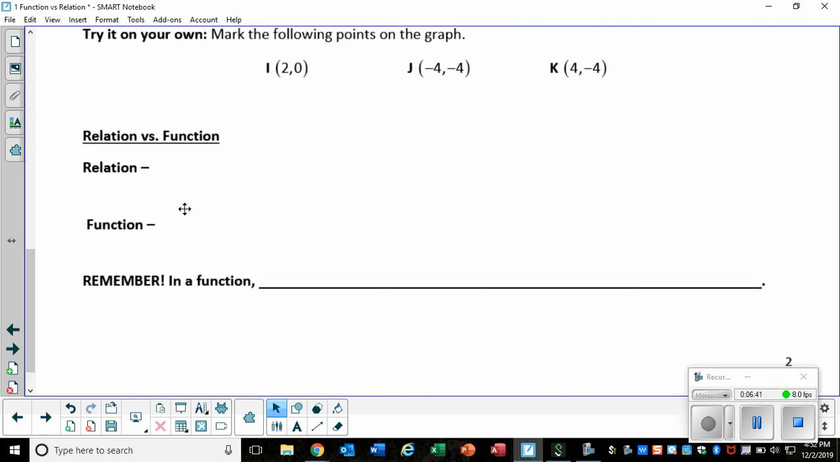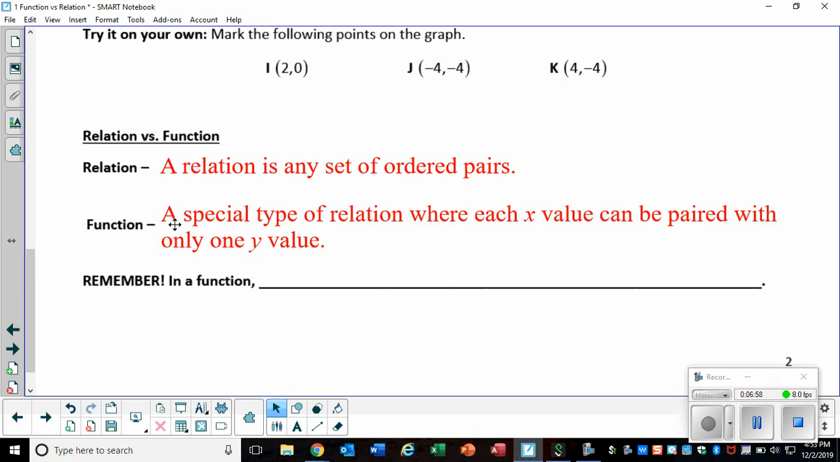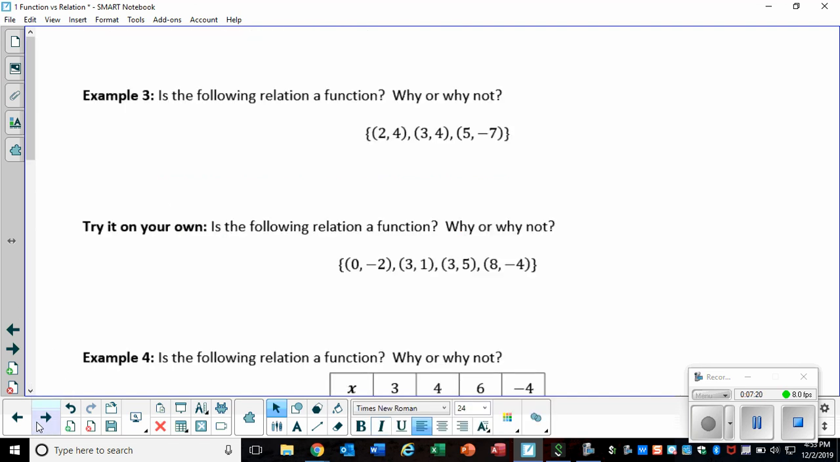Okay, so some new vocab, maybe review a little bit still. A relation is a set of ordered pairs. So anytime we have a group of ordered pairs, that creates a relation. A function is a special type of relation where every x is paired with only one y. Okay? In a function, x values cannot repeat. That's basically what it's saying. We can't match an x with a 3 and a 4. It can only be matched with 1 to be a function. Okay?